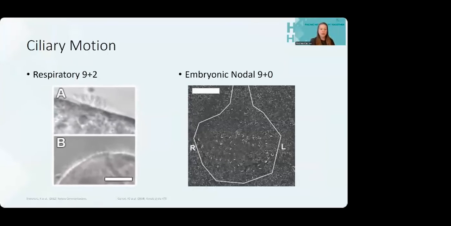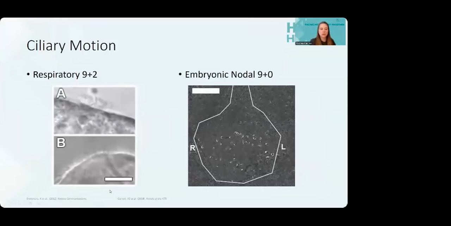So cilia are located anywhere in your respiratory epithelium as well as in your embryonic node. The image on the left is ciliary motility in an airway, and that's normal motion. You can see kind of sweeping motion, sweeping mucus out of the airway. The other image is in the embryonic node. In the embryonic node, the structure of the cilia is slightly different, and because of that, the cilia move differently. So compared to that wave motion, they kind of move in a rotary motion, and that determines flow within the embryonic node, which changes the dynamics between left and right. So the thought is that this determines your left and right axis in the body.